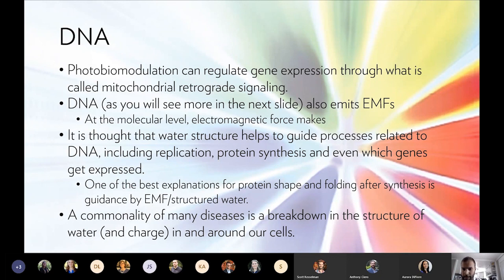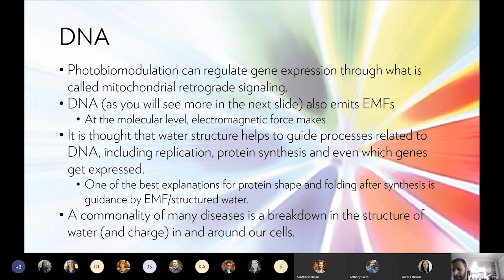DNA. There's a ton of research on structured water and DNA and EMFs in DNA. Photobiomodulation, which I talked about before, in the mitochondria can regulate gene expression through what's called mitochondrial retrograde signaling.